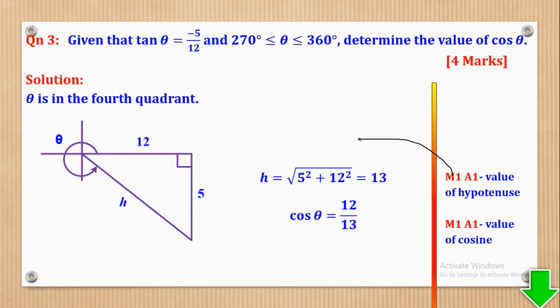So M1 for using Pythagoras theorem, A1 for getting the hypotenuse, M1 for you to know that cos is positive in the 4th quadrant, and A1 for the ratio. So for you to identify adjacent and hypotenuse, then the ratio, that is A1.